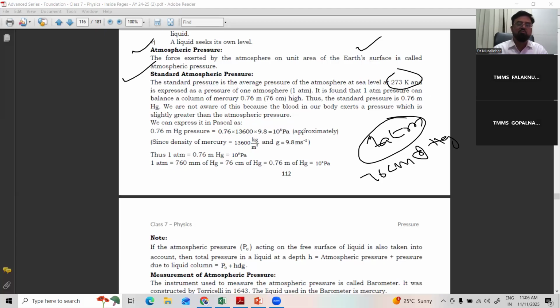We are not aware of it because the blood in our body exerts a pressure which is slightly greater than the atmospheric pressure. So the pressure from outside and the pressure from inside balance, and the blood stays in. If the inside pressure increases, blood will come out, as in blood vomiting, because of the increased internal pressure. So we can express it in Pascal.